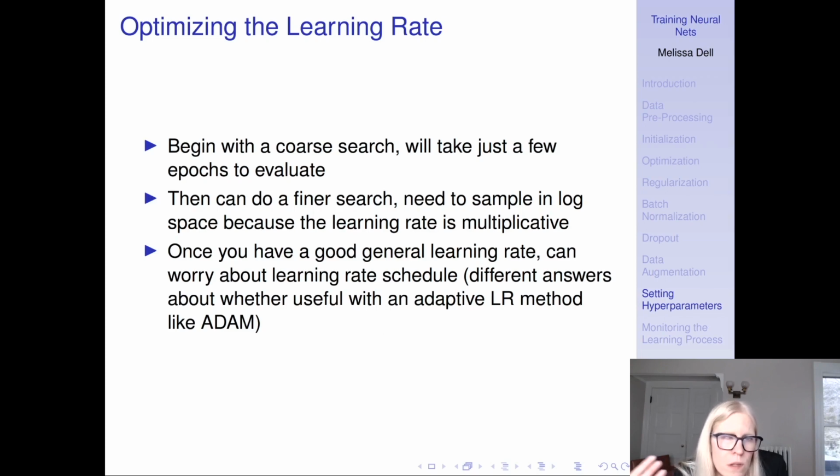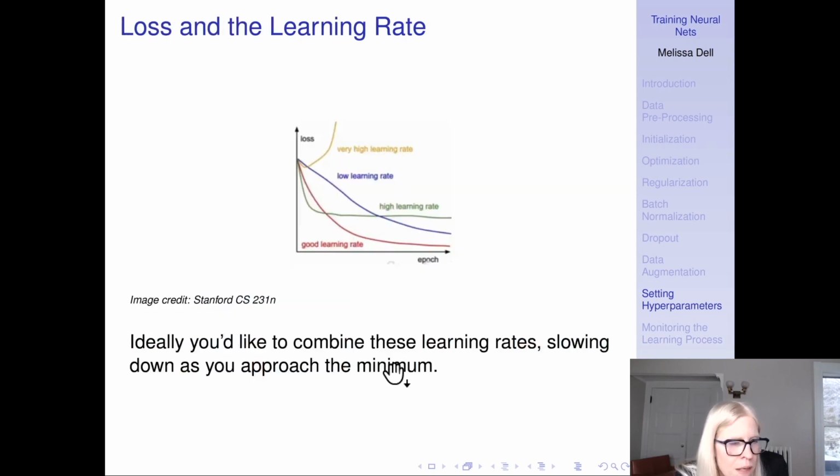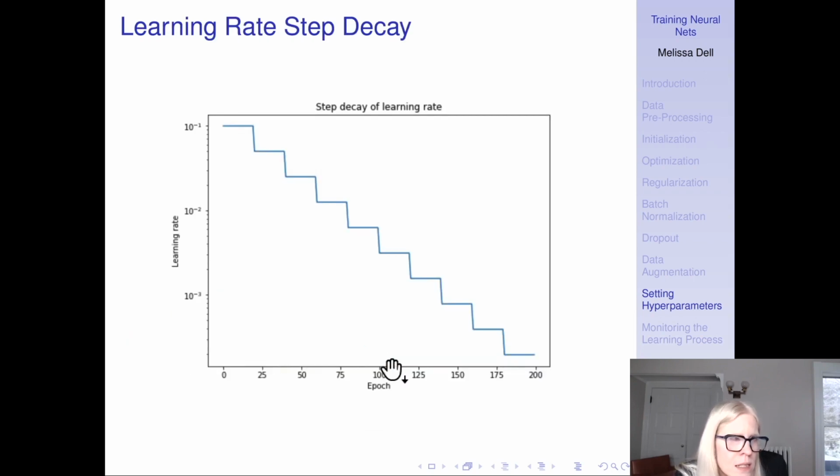So you can potentially begin with a coarse search for the learning rate, and then do a finer search. You'll need to sample in log space because the learning rate is multiplicative. Once you have a good sense of the general learning rate, you can worry about things like adding a learning rate schedule. So what do I mean by that? Ideally, you'd like to combine different learning rates, slowing down as you approach the minimum. And that's what a learning rate schedule does. This is an example of a learning rate step decay, where in steps, as you go through training the model, you're decaying the learning rate as training advances.